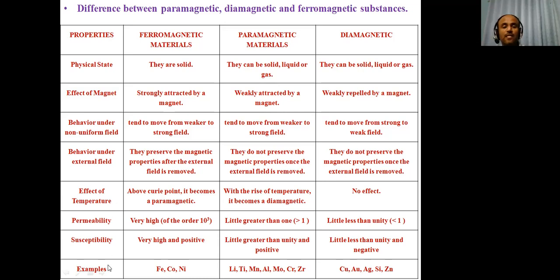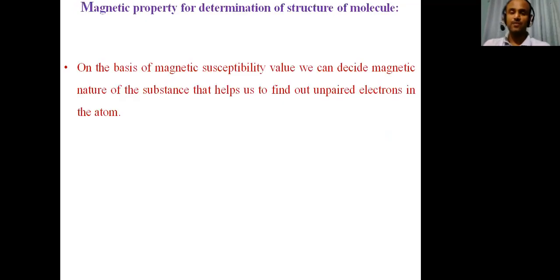And here are some examples of these three classes. First, ferromagnetic substances. Fe, Co, and Ni, iron, cobalt, and nickel are the examples of ferromagnetic substances. Lithium, titanium, manganese, aluminium, molybdenum, chromium, and zirconium are the examples of paramagnetic substances, while copper, silver, gold, silicon, zinc are the examples of diamagnetic substances.